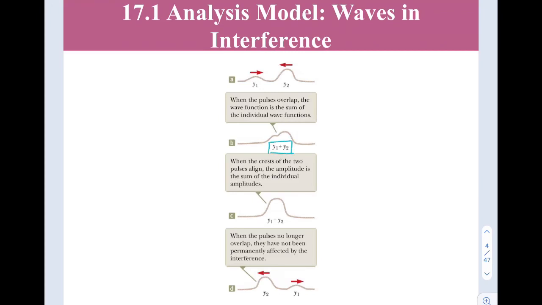And then when the crests of the pulses coincide, as in figure C here, the resultant wave, y1 plus y2, has a larger amplitude than that of the individual pulses. So this one, let's say you have a y total. When y1 is combined with y2, y total here will be bigger than the individual y1 or y2.